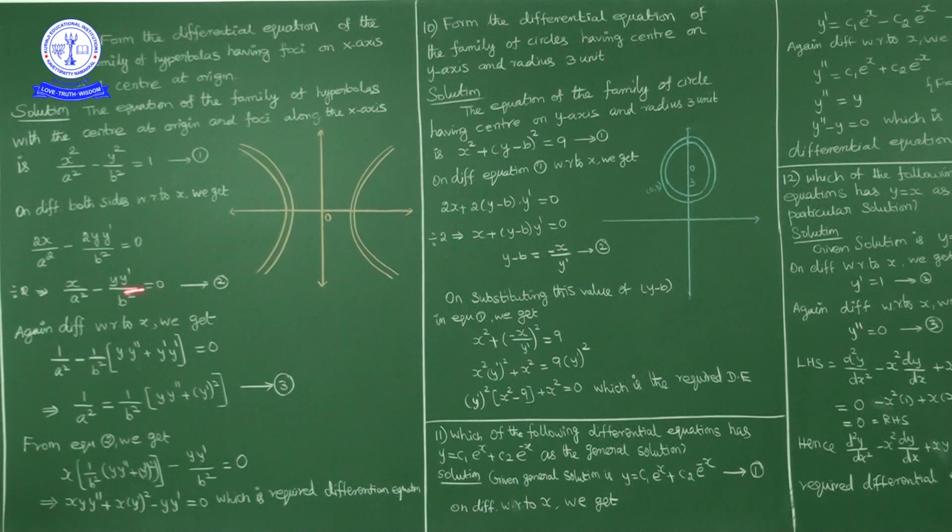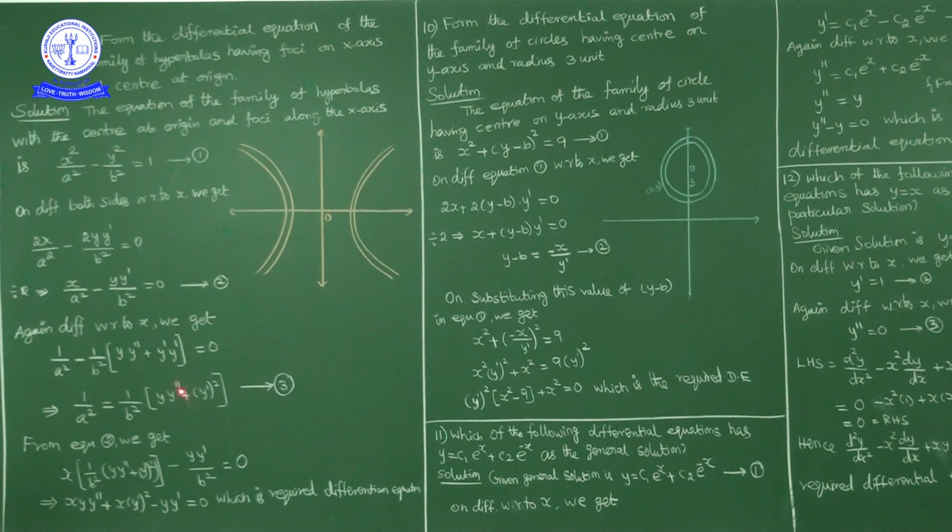Now again differentiate this with respect to x. So x by a² derivative 1 by a², minus 1 by b² into y' derivative y'' plus y' into y' derivative. It is equal to 0. So by writing this term this side, we can write 1/a² = (1/b²)(y y'' + y'²).